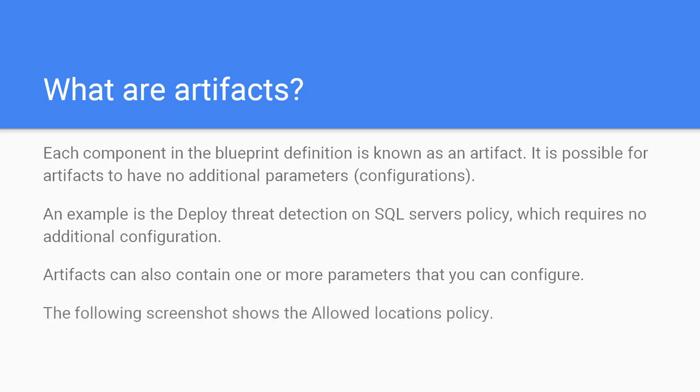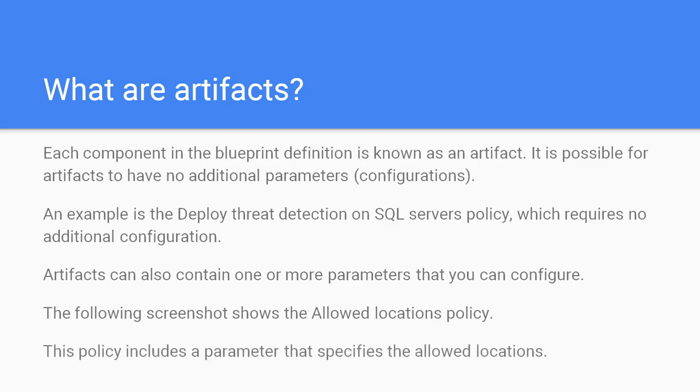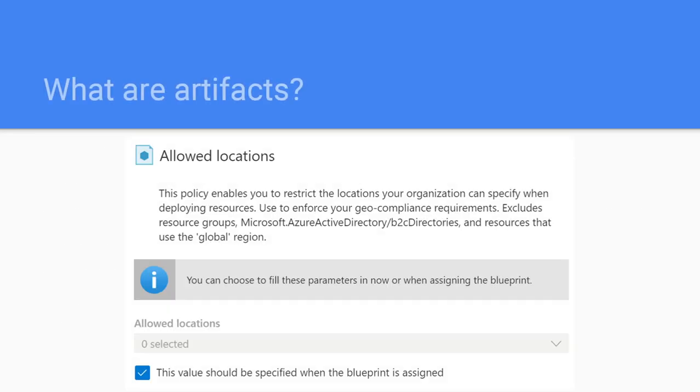The following screenshot shows the allowed locations policy. This policy includes a parameter that specifies the allowed locations. So here you can see that the allowed locations policy enables you to restrict the locations your organization can specify when deploying resources. So you can enforce your geo-compliance requirements. It excludes resource groups, for example Microsoft Azure Active Directory B2C directories, and resources that use the global region.